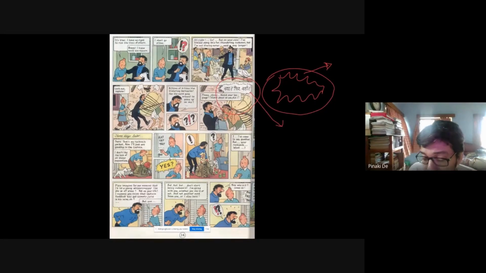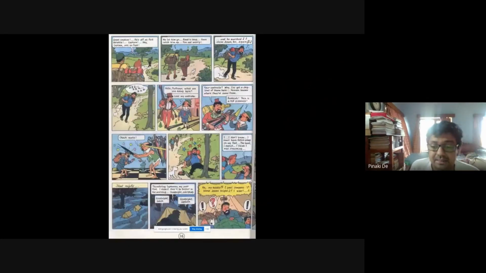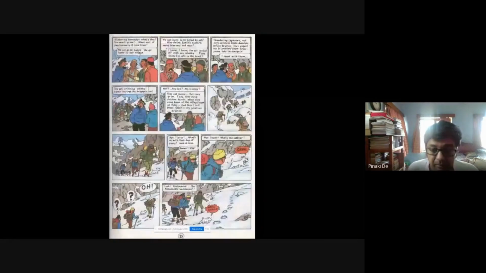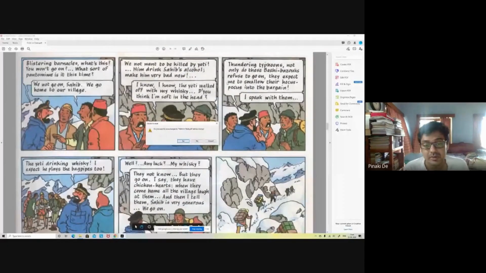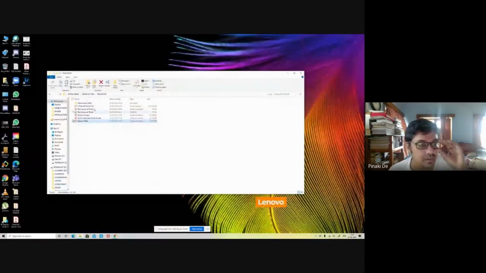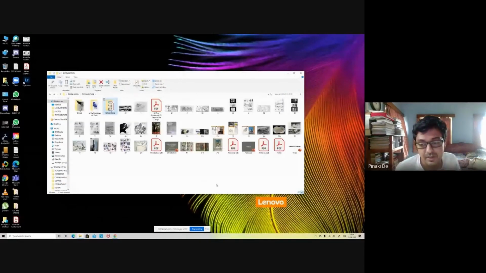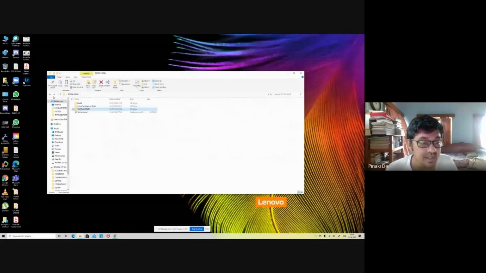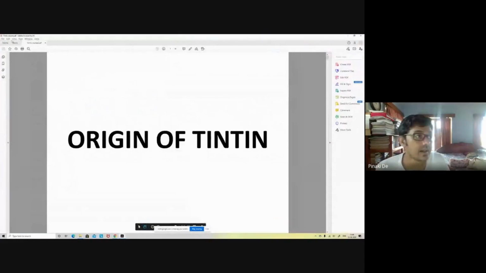Look at this, for example. Captain is a very good example because Captain, as you all know, is very excitable. And the nature of the speech balloon in Captain varies. So these are things that you can always look at. But before that, let me talk about Hergé. So I just want to talk to you about Hergé and then go to Tintin in Tibet, clearly.